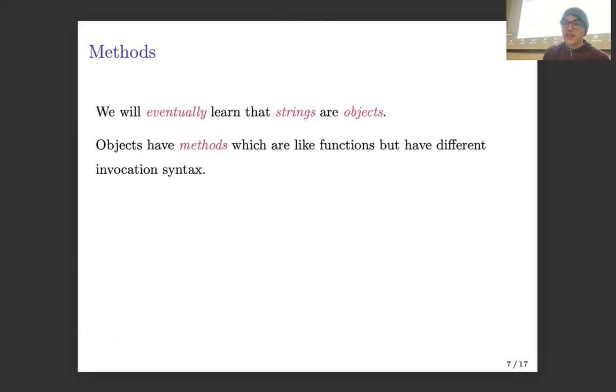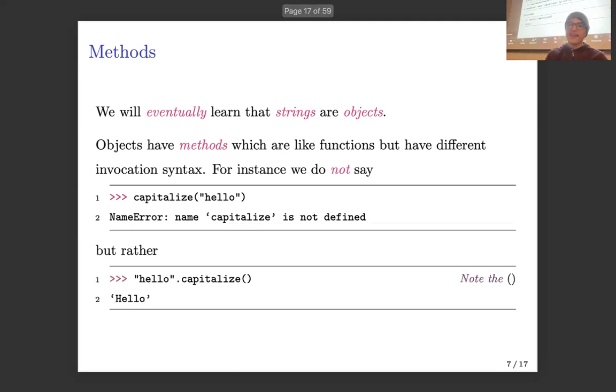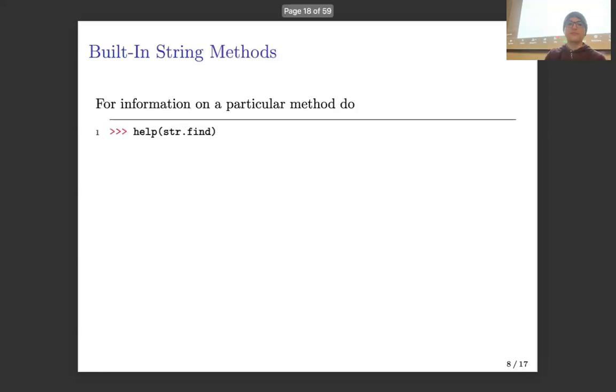So we will eventually learn that strings are objects, and objects have methods, which are like functions, but have different invocation syntax. For instance, I don't say capitalize hello. This is how we call functions. When we use a method, the method is something that acts on an object itself. So here we say hello.capitalize. Right? So functions and methods have different invocation styles, and this is going to be important.